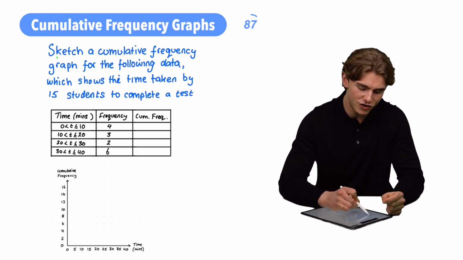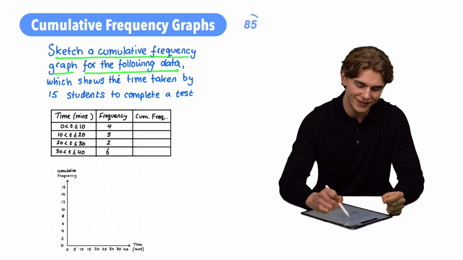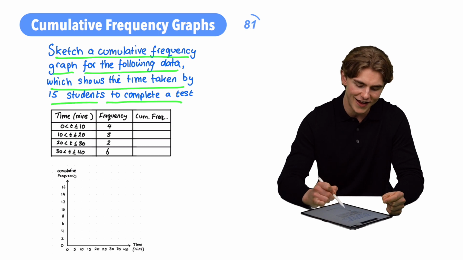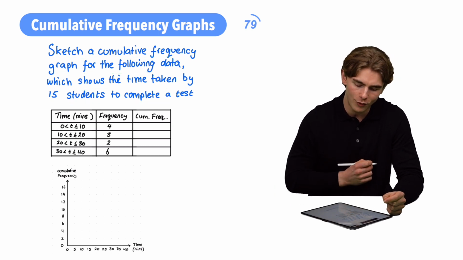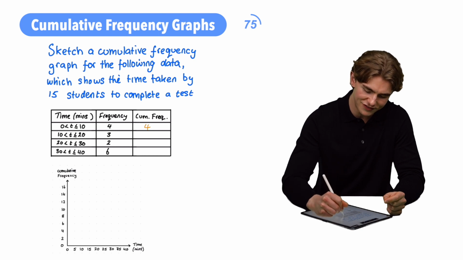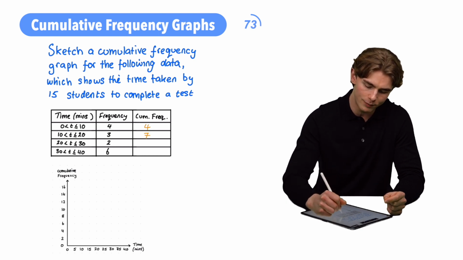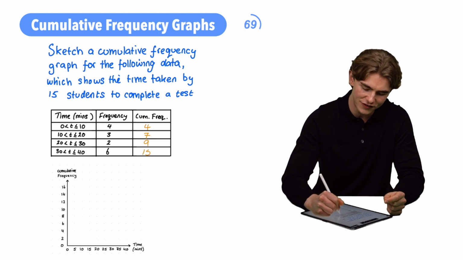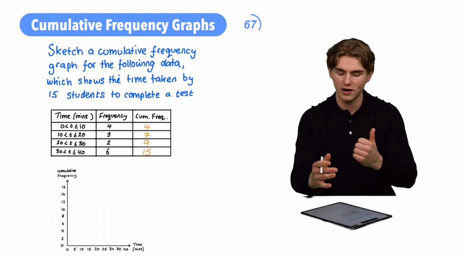It says, sketch a cumulative frequency graph for the following data, which shows the time taken by 15 students to complete a test. Step number one, guys, let's calculate our cumulative frequency. We're going to have 4. Then we're going to have our 4 plus our 3, that's going to be 7. Then we're going to have our 7 plus our 2, that's going to be 9. Then we're going to have our 9 plus our 6, that is going to be 15, guys. If you're not sure on how to do that, watch our previous video.